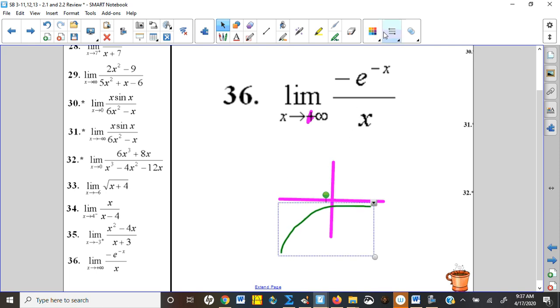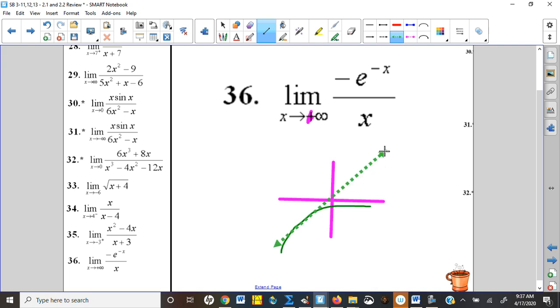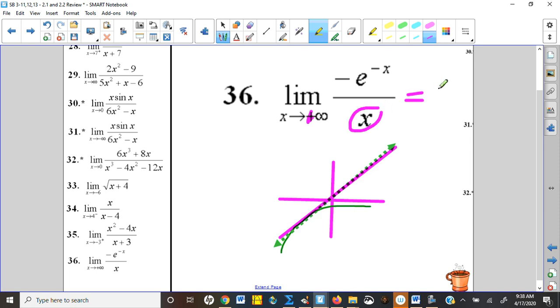Now x, on the other hand, we know exactly what x looks like. X looks like this, right? So as we go to the right, which one's more powerful? The one that's collapsing to 0 or the one that's moving up? Well, the one that's moving up. So this is the more powerful one. The bottom's more powerful. This thing's going to go to 0.